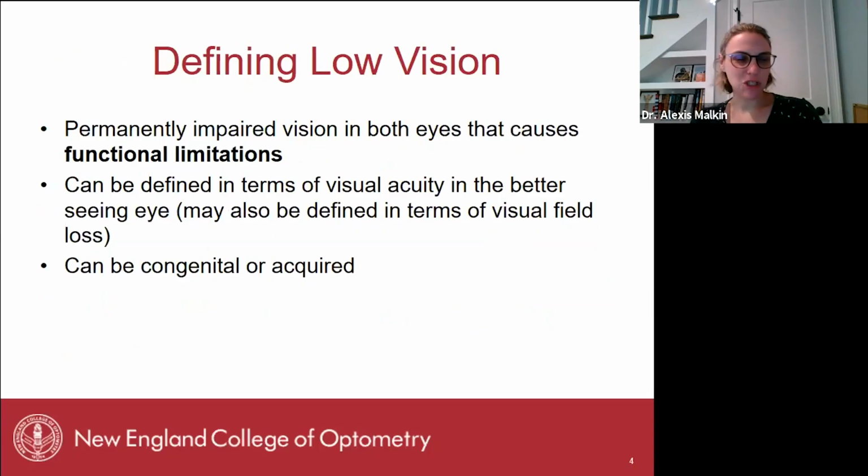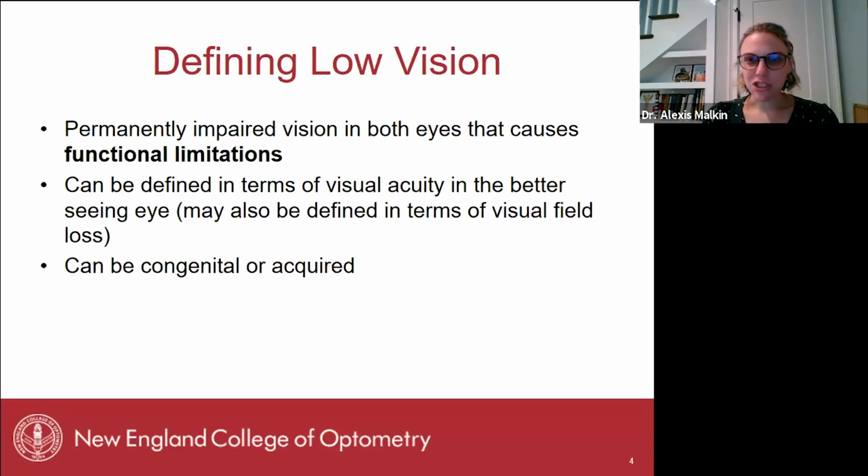So let's begin by talking about what low vision is. I think the most important thing that I convey to my students and to my referral sources is that we want to focus on functional limitations. So it's a permanent vision impairment that causes functional limitations. You can choose to define in terms of acuity or visual field loss, but I think it is much more important to think about the function and not what the number is. And we'll talk about why that is in a couple of minutes.